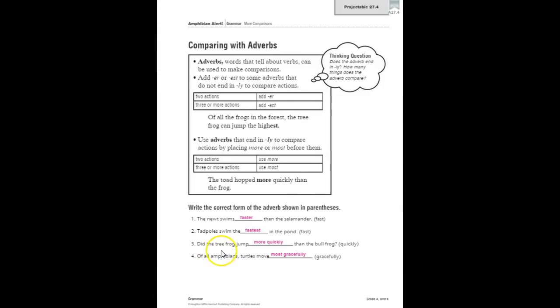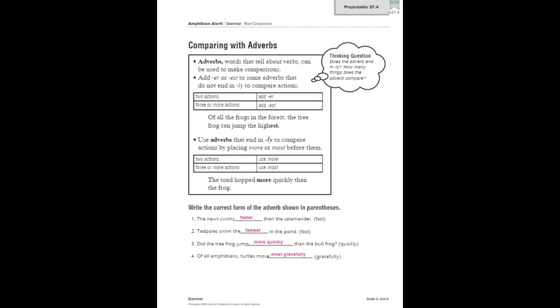How'd you do? Did the tree frog jump more quickly than the bullfrog? We're adding more to the ly adverb because it's only comparing the tree frog and the bullfrog and how they jumped. Number 4, of all amphibians, turtles move most gracefully. We're comparing all the amphibians and how they move. So we are comparing 3 or more actions. Ends in ly, so we added most.